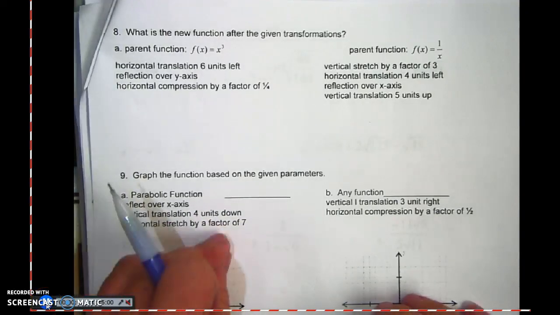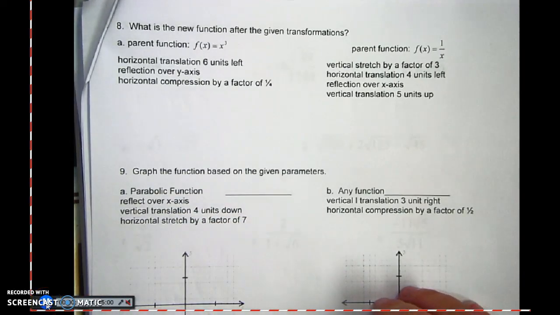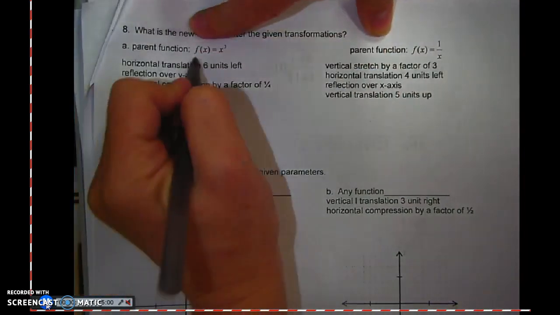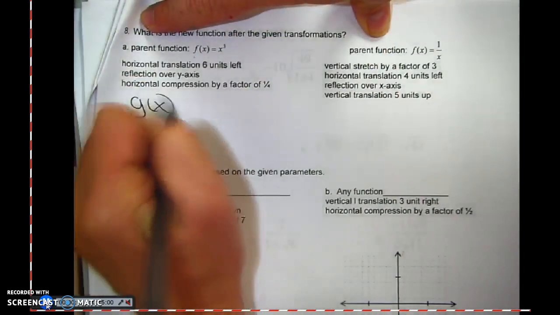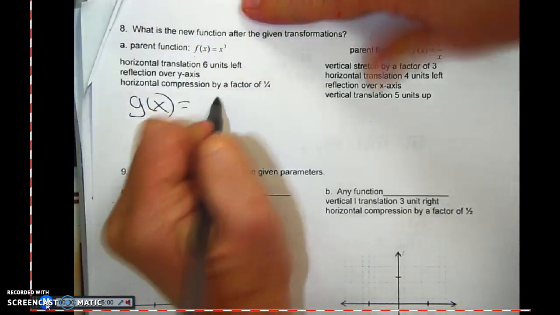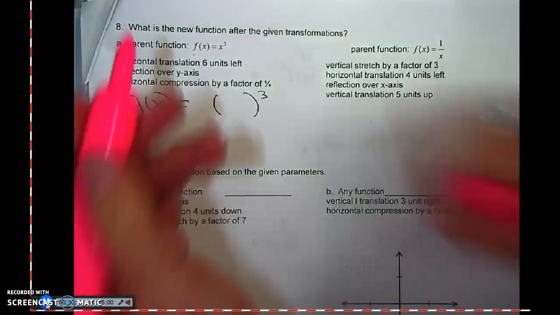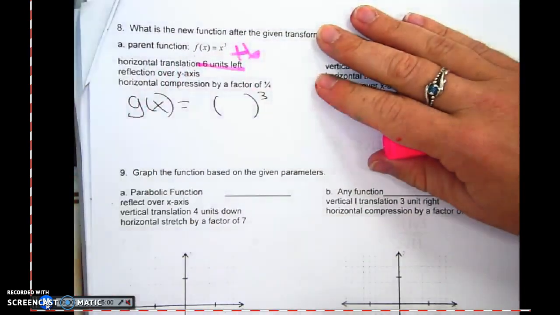So this is the new page 3. So the page 3 that's in your packet, take it out, and I gave you a new one. Okay, so here's the parent function. So the child automatically has to be g of x cubed. So horizontal translation, 6 units left, really means right.